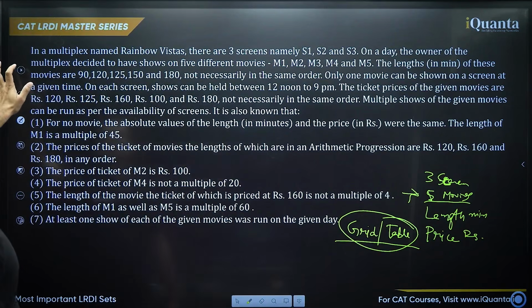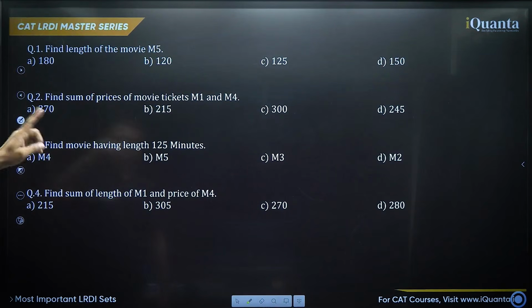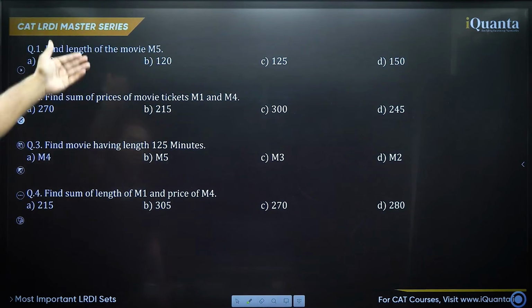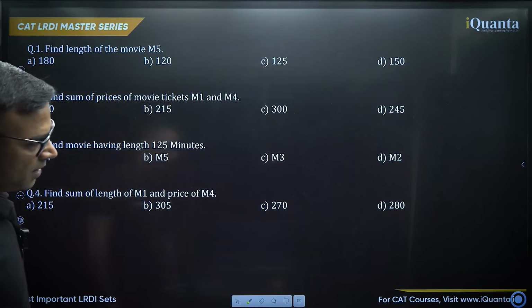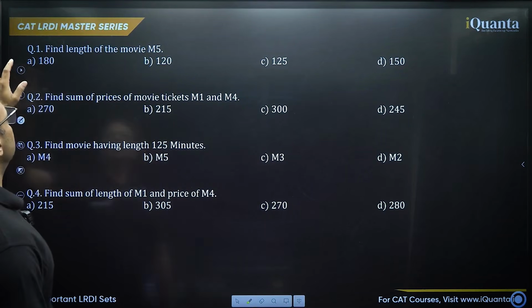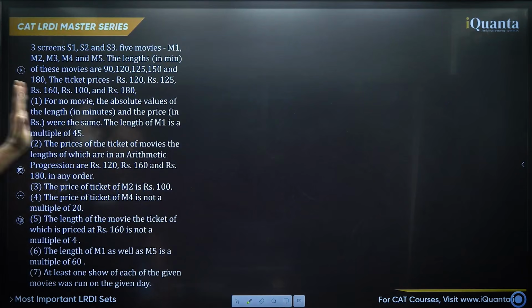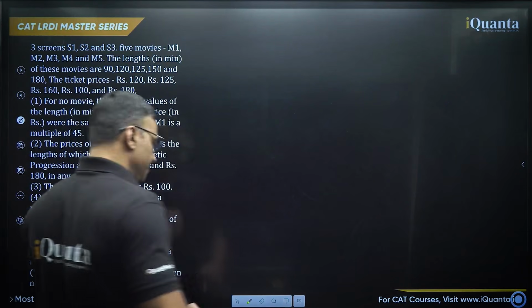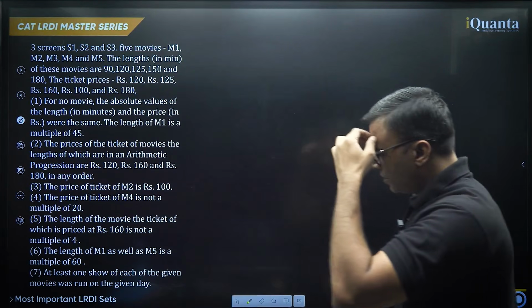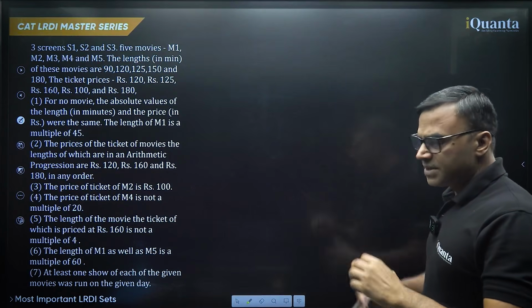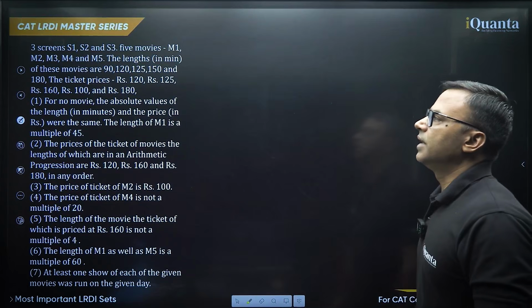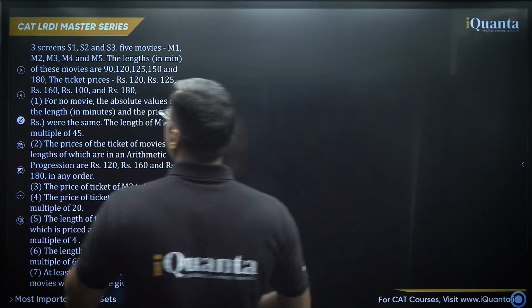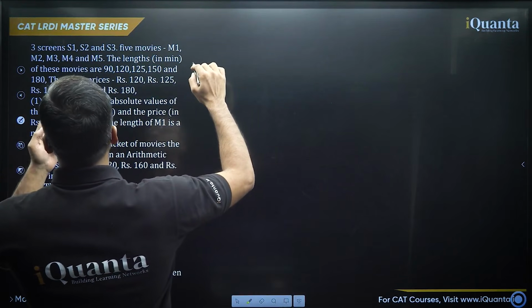Right, let's take a look at the questions as usual. Length of the movie, sum of the prices, so we need length, price, okay, fantastic. So very clearly, it's a hardcore basic question of table grid. I've taken the entire information here and we'll create the table here. How do we create the grid? I'm sure you would have done that, but even if you have not, you should do it like this. Place the variable that you're taking as a header.